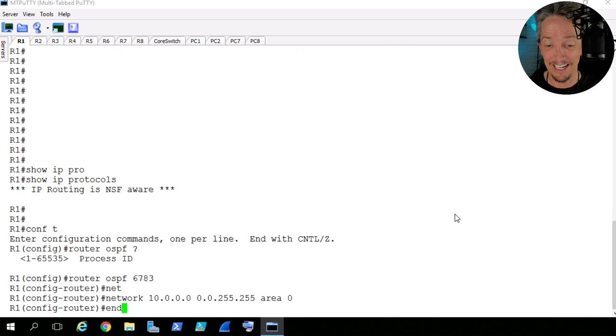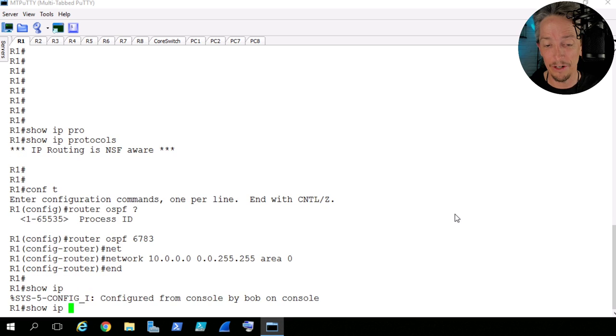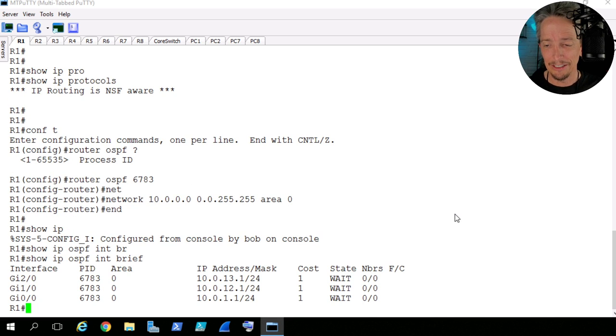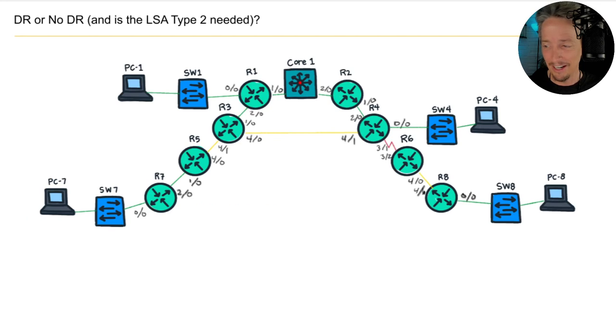And it's done. To verify that, we can do a show IP OSPF interface. And I'll put a brief on there as well, so we just get the nice high-level overview. So there's show IP OSPF interface brief. And what it's doing right now, this is router 1 hoping to find a friend. Like, okay, is there something out there already on these network segments? And just to be clear where those are, these are these three network segments right here. This one, which is really this one, and this one. Those are the three network segments.